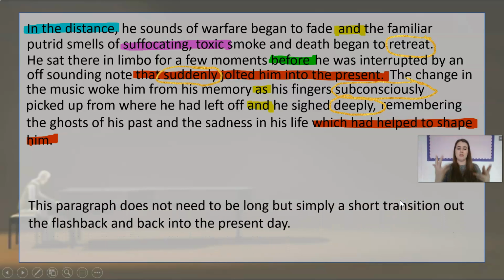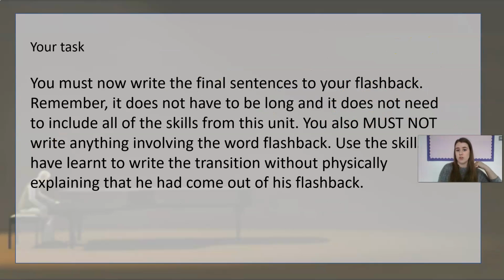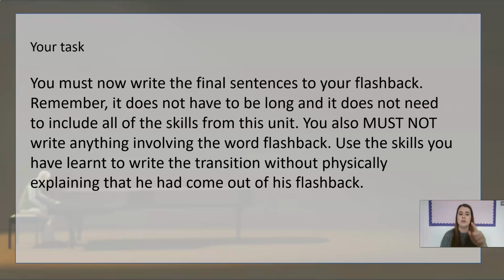Okay, so the paragraph doesn't need to be long. It is a very short, simple transition out of the flashback, and it just needs to link between something getting further away or fading or the memories becoming unclear or indistinctive and something suddenly going to jump him out. And that last sentence is just going to be him almost reminiscing, almost that final concluding part of, well, wow, you know, that was quite a traumatic memory to go back, and it's almost just bringing him back to the present day, okay? So you're now going to write your final sentences to your flashback. Now remember, it doesn't have to be long, okay? And it doesn't need to include all of the skills in this unit.